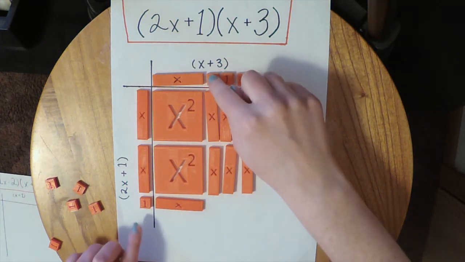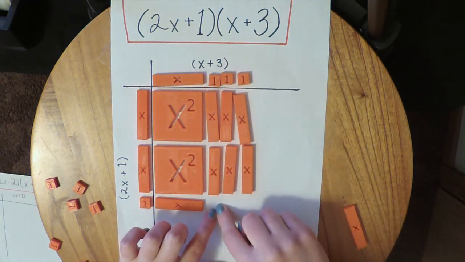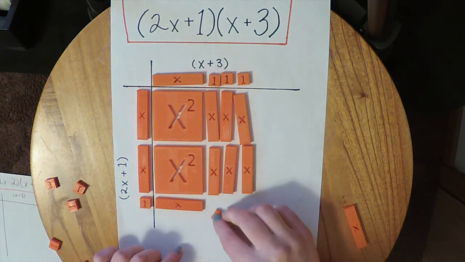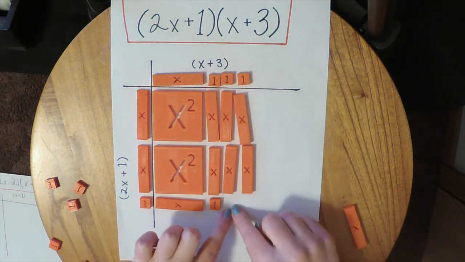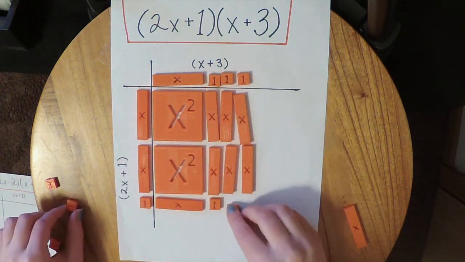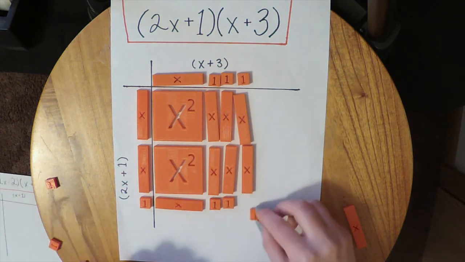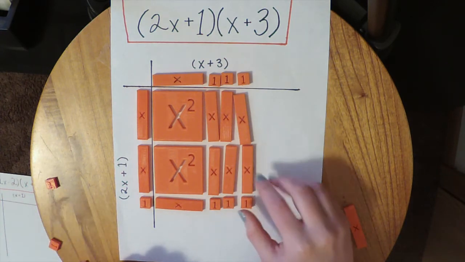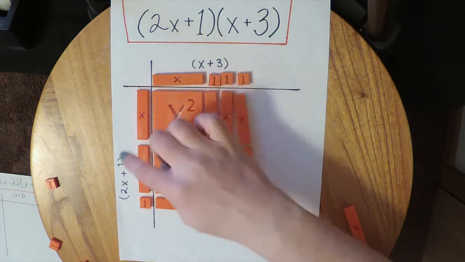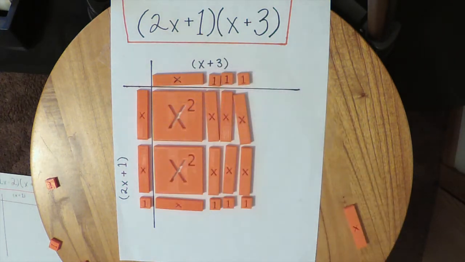And then down here we have 1 times 1, and they meet right here. So we're going to put a 1 tile. 1 times 1 is 1. And then finally 1 times 1 is 1. So at this point, when all of your area is filled up in between the row and the column, you're going to add your tiles up.